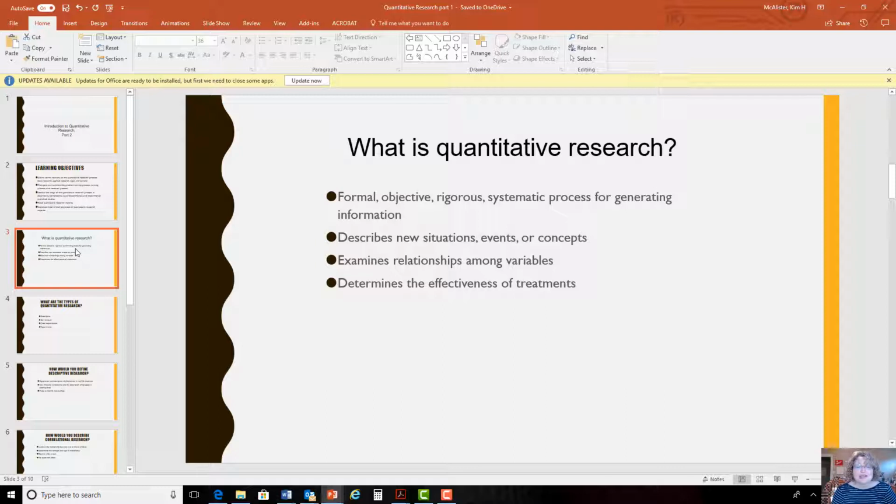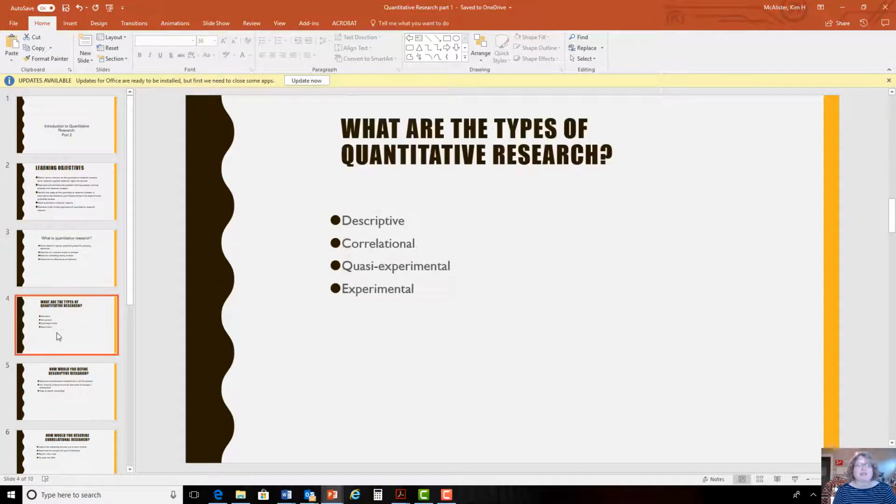This is quantitative. It's looking at relationships between variables. It can be used to determine effectiveness of treatments and nursing interventions. So this is a very formal, very structured type of research process. There are four main types that we're going to look at, which are descriptive, correlational, quasi-experimental, and then experimental.